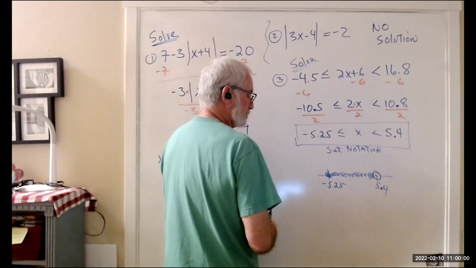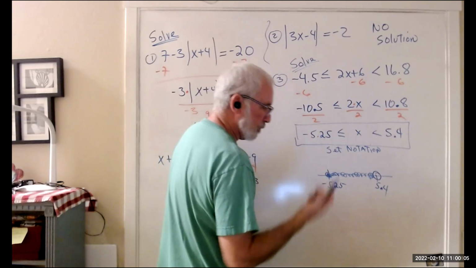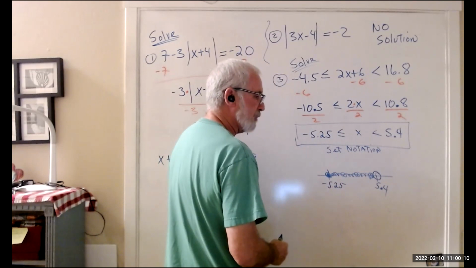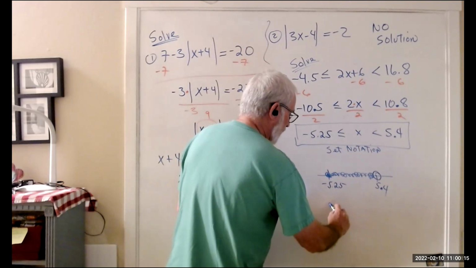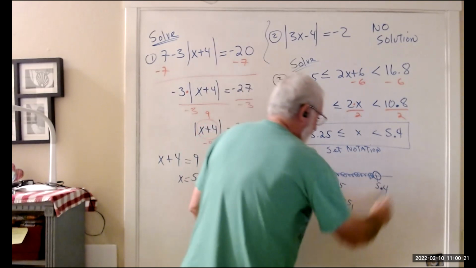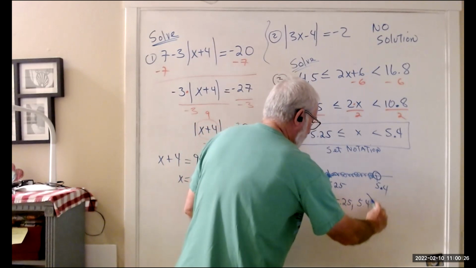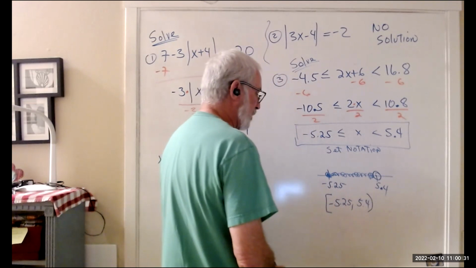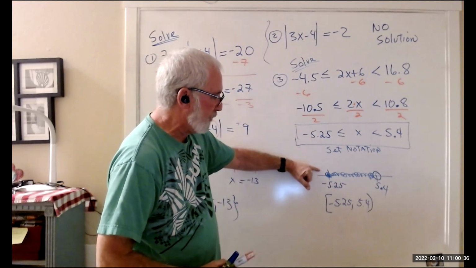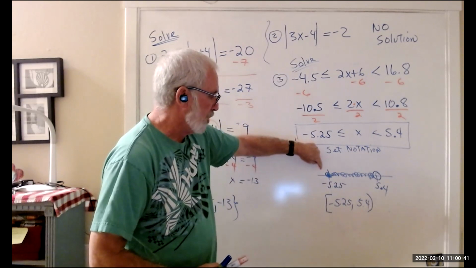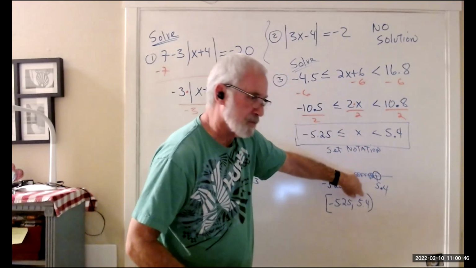Now, my instructions, verbally, and it'll be written on the test, were that I want this in interval notation. So interval notation says my lowest number is negative 5.25, my highest number is 5.4, and I have a parenthesis on the 5.4 and a bracket on the negative 5.25. So when we shift from graph to interval notation, a solid dot becomes a bracket. The open circle becomes a parenthesis, always.